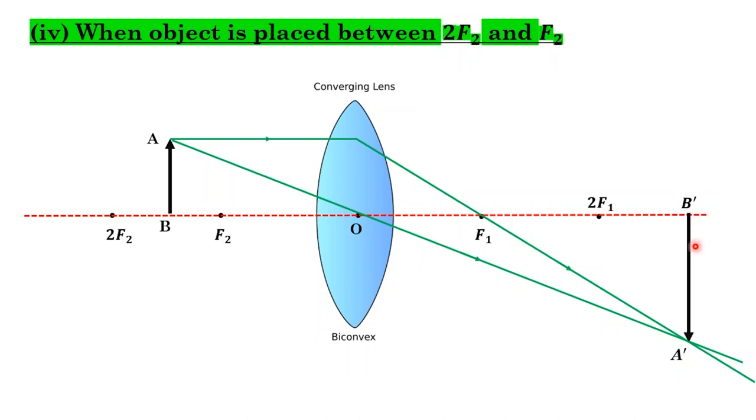Okay, so this is inverted. So whenever an object is placed between 2F2 and F2, its image will be formed beyond 2F1. Clear? Is it clear? Okay. So the nature is real and inverted. As you can see that the arrow is downward, so this is an inverted image. So the image is real and inverted. Size is enlarged. Clear?